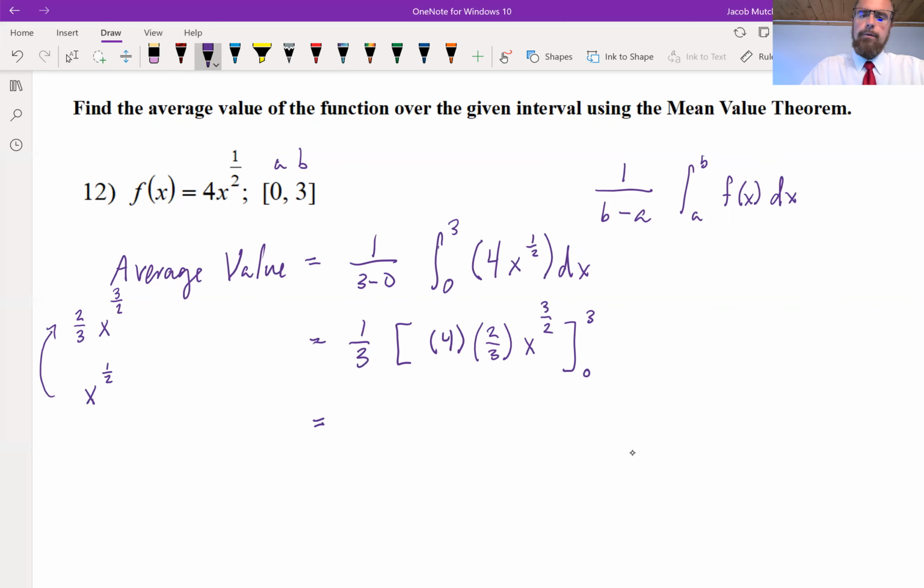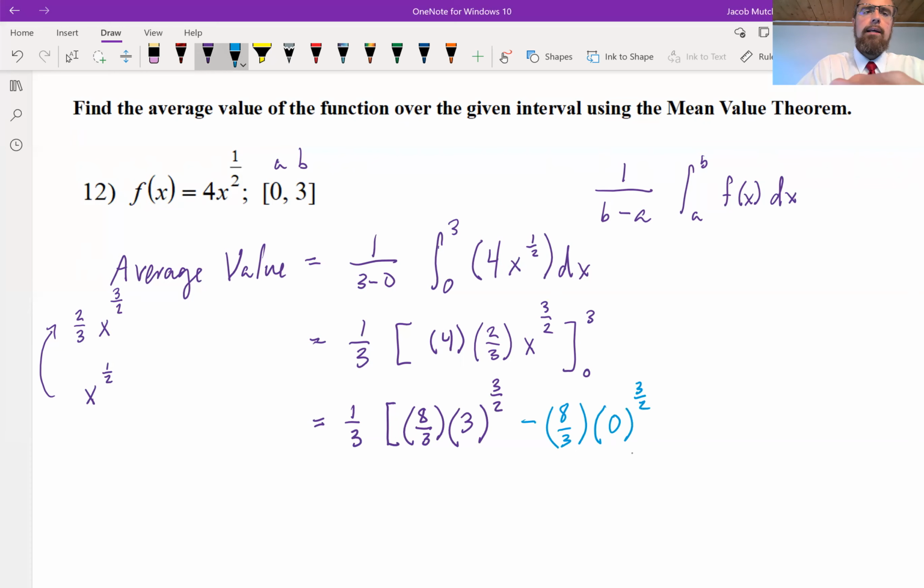So now we're ready to substitute in my limits of integration. So that's going to be 1/3 times, I can reduce this 4 times 2/3 to 8/3. So 8/3 times the upper limit of integration, 3 to the power of 3/2. And then I'm going to subtract from that 8/3, and I'll substitute in the lower limit of integration, so 0 to the power of 3/2. But that whole term in blue there is going to cancel because of the multiplier 0.